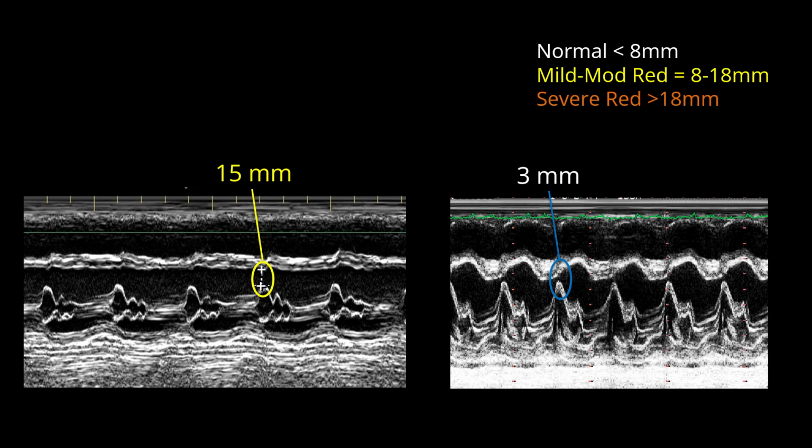And here's how to actually measure the EPSS. When you freeze the M mode, you'll put one caliper on the peak of the E wave and the other side on the septum. Here, it's only 3 millimeters difference, and here it's 15 millimeters difference.